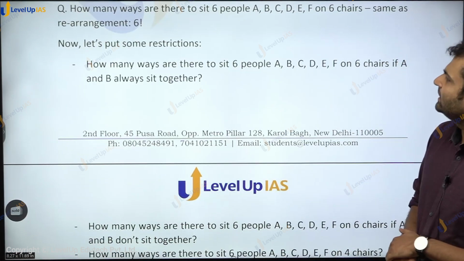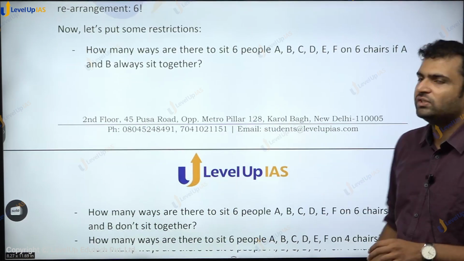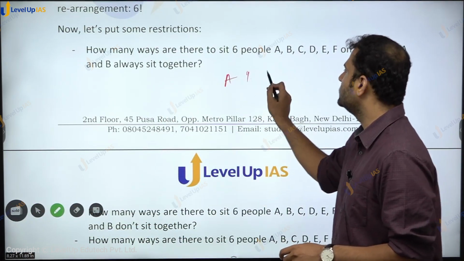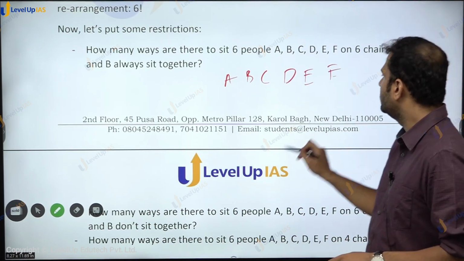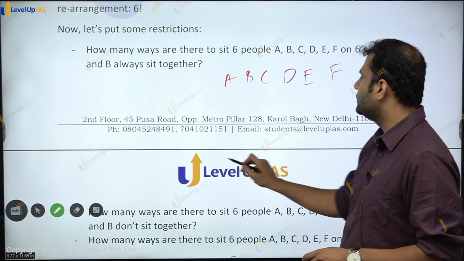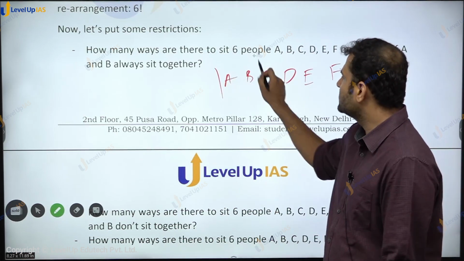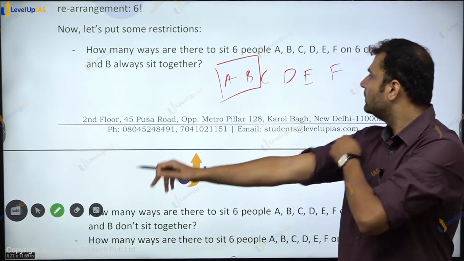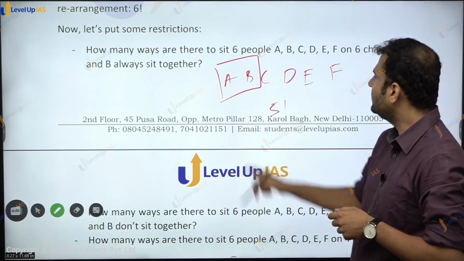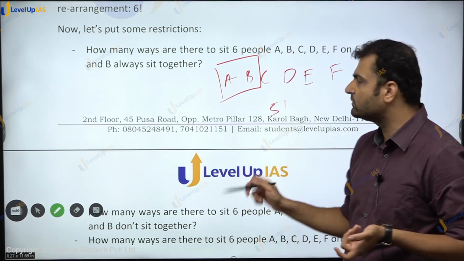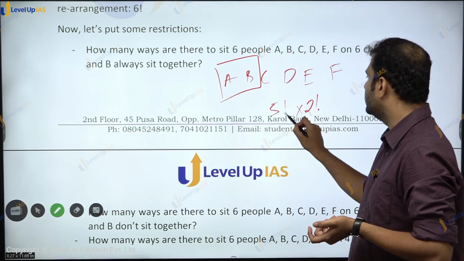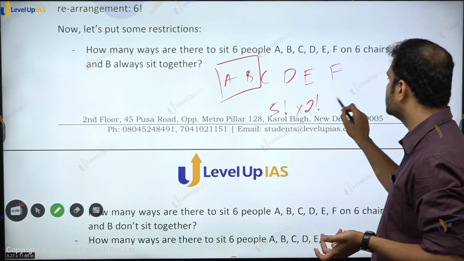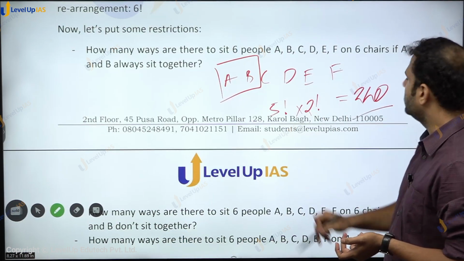Question: how many ways are there to sit 6 people on 6 chairs if A and B always sit together? If A and B, out of A, B, C, D, E, F, want to sit together on the 6 chairs, then we will treat them as a block and rearrange them as a block only. So how many things do we have? 5 factorial. But A and B can be rearranged among themselves in 2 factorial ways, because there are two things. So now the answer would be 5 factorial into 2, which is 240. Fine.